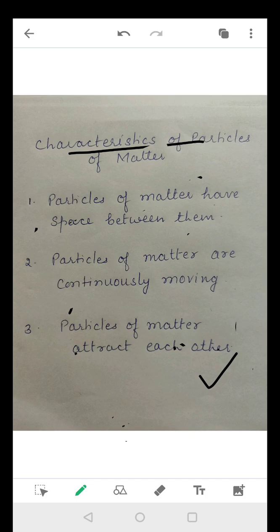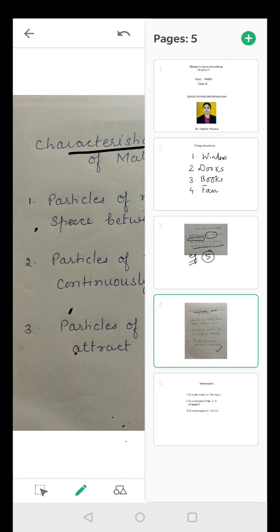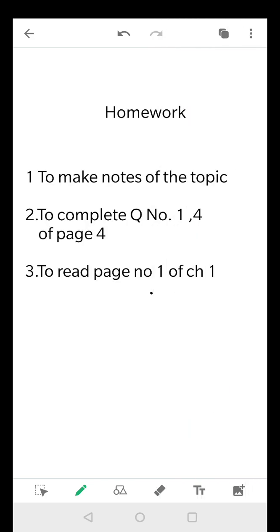Yes. So coming to your homework. First of all, you will write this topic in your notebook. Okay? Secondly, you will do questions number 1 and 4 on page number 4 of your chapter 1, that is, Matter in Our Surroundings. There are 4 questions given on page number 4. So you will complete questions 1 and 4, right? And then you will read page number 1 of this chapter. I hope you will do it.